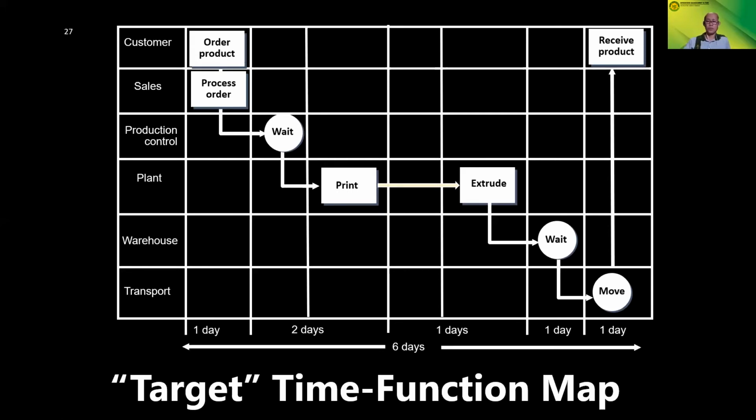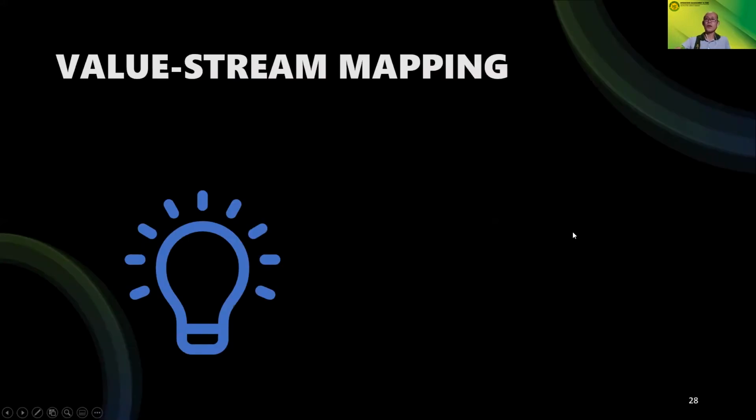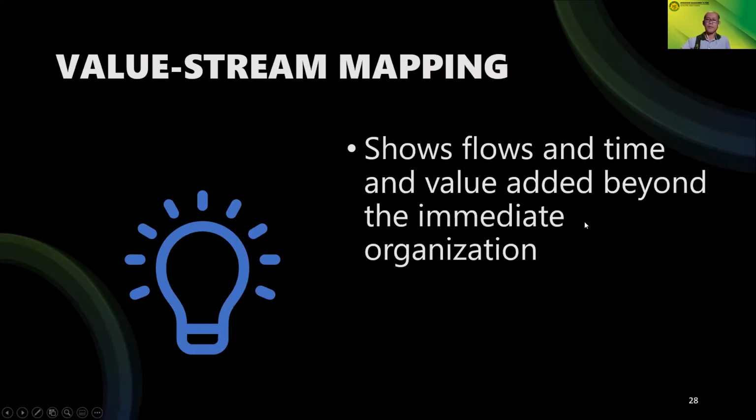So this is the application or the use of the time function map in determining which of the processes can be improved. The next one is called value stream mapping. A value stream map is a variation of the time function map. VSM, or value stream map, takes an expanded look at where value is added and not added in the entire production process, including the supply chain.